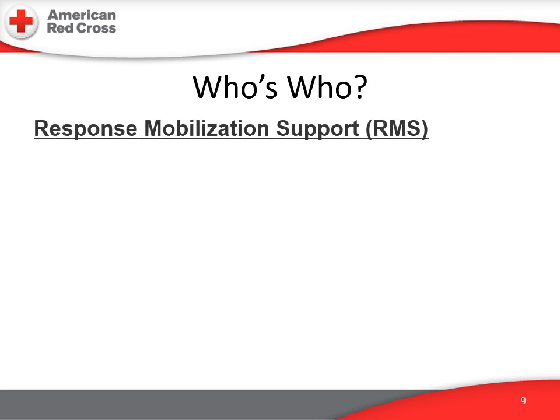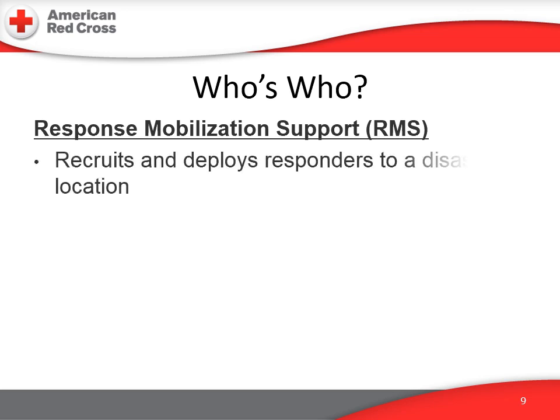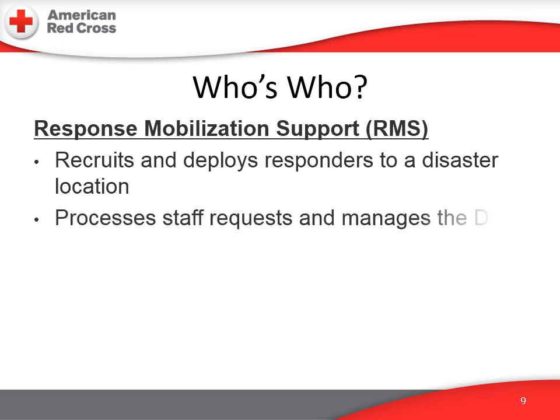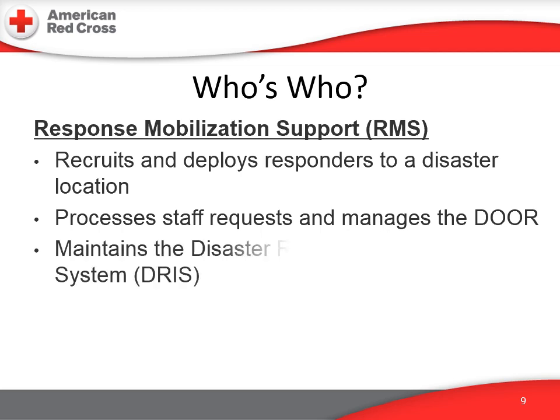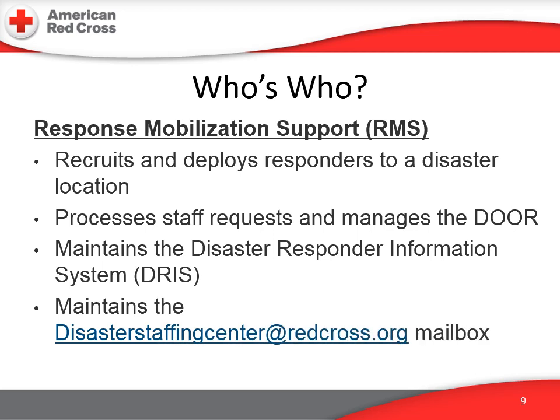The Response Mobilization Support Team, or RMS, recruits and deploys responders to a disaster location, including making their travel arrangements. They also process staff requests that come from the disaster operation and manage the DOOR, a system that displays open staff positions. In addition, they maintain the Disaster Responder Information System, or DRIS, which provides messaging to workers en route to a disaster location. The best way to remember the difference between RMS and disaster staffing is that RMS is responsible for getting responders to the disaster operation, and disaster staffing supports staff services during the DRO.